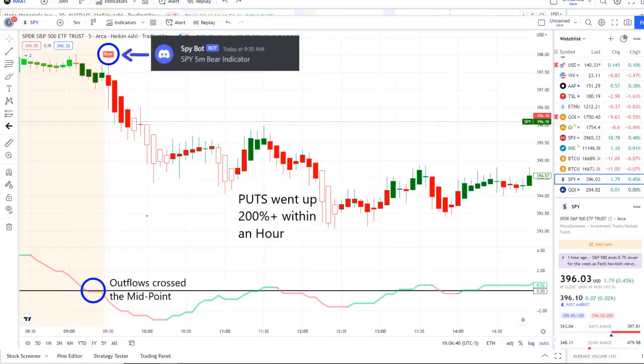And our SPY bot at 9:35 a.m. sent out a bear indicator, and from that moment forward, the outflows crossed the midpoint to the downside. Pure weakness there on 42 vision, and put options went up 200% plus within an hour, guys.